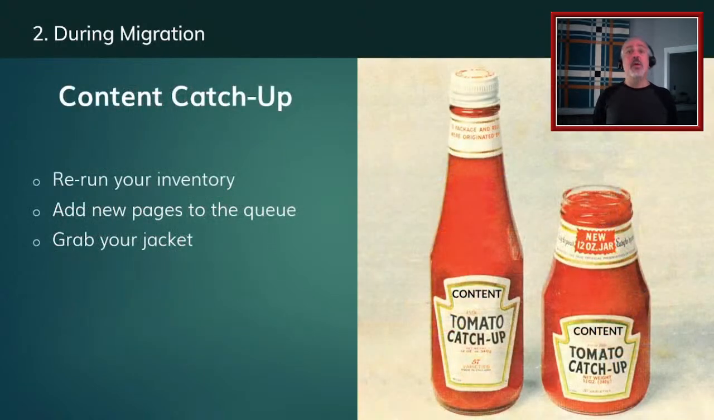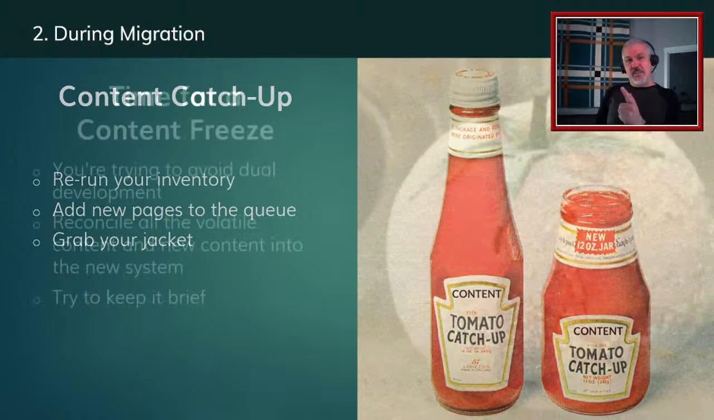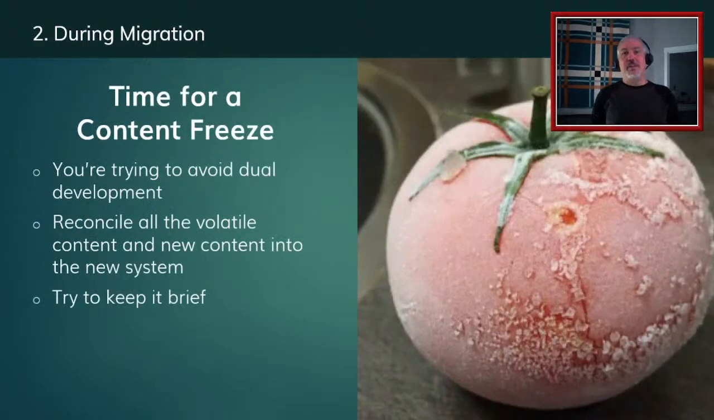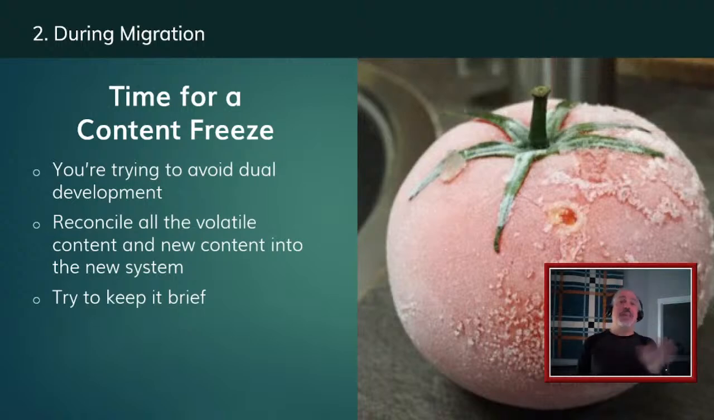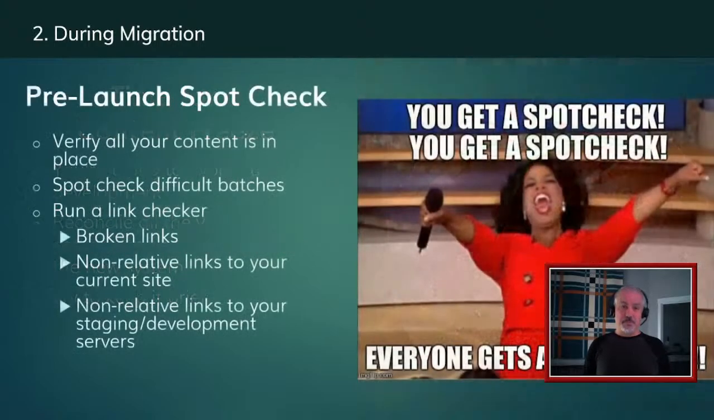So as you approach the end of your migration, you're going to be doing some content catch-up. Verify your running list of content added to your current site is accurate with a quick content inventory, and surface any new pages added that were not accounted for, and then add them into the queue. And then grab your jacket because it's time for the content freeze. So try and have as much of your regular content done before the freeze hits. This allows you to focus on new and updated items you put into the site to avoid having to maintain the content in two different places. And try and keep your freeze as brief as possible.